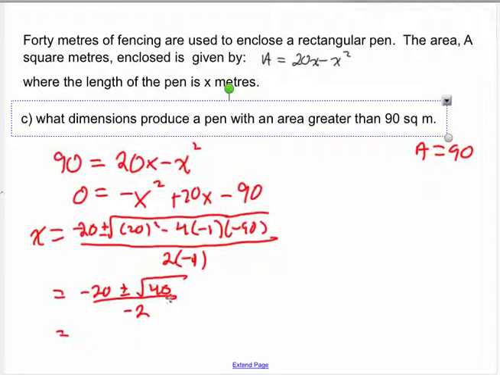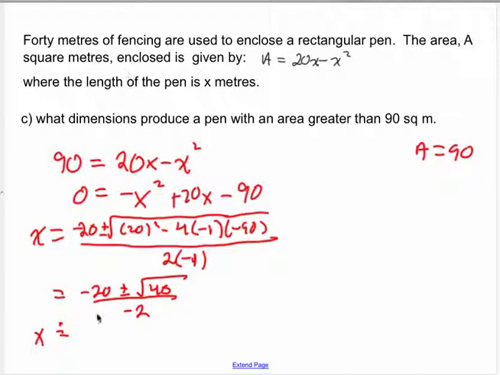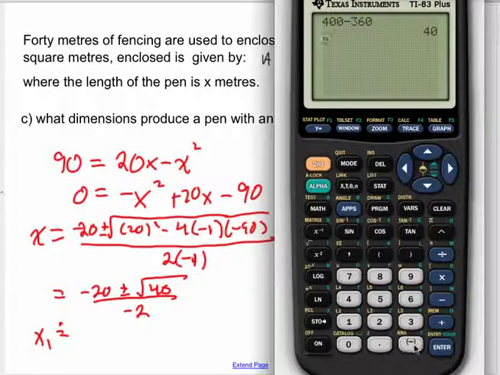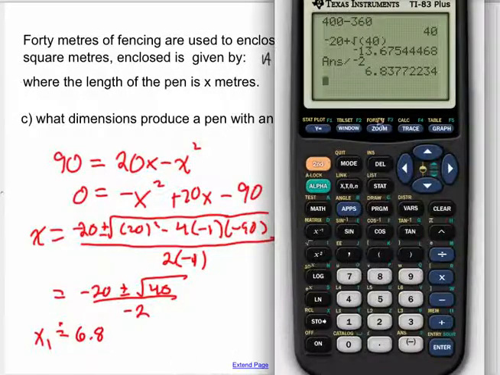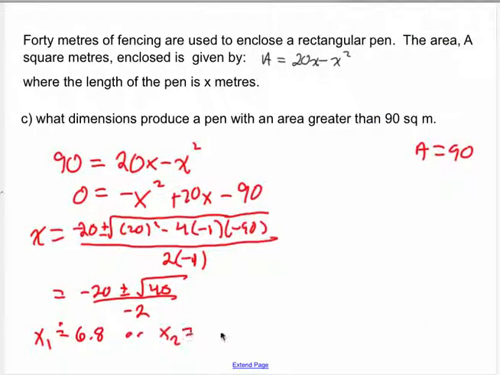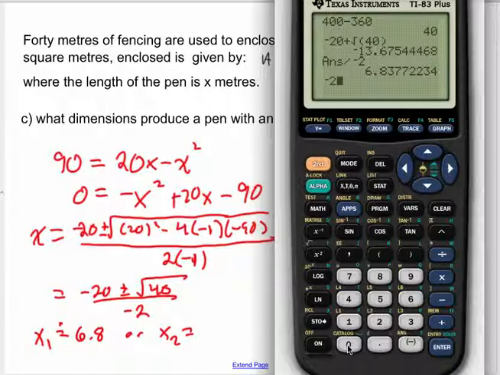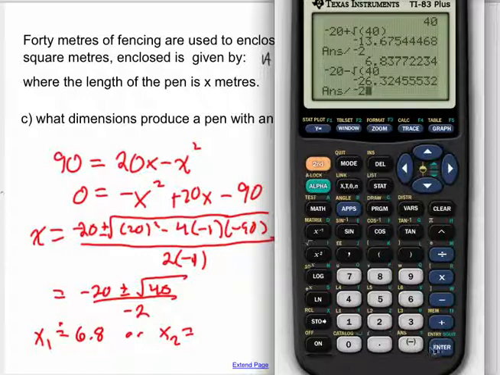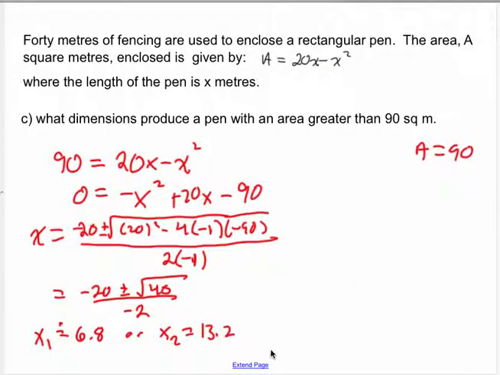So, if I were to do this in my calculator, I should get my two answers. First one, negative 20 plus the square root of 40, divided by negative 2, and I get about 6.8. Or the other answer is negative 20 minus the square root of 40, all divided by negative 2, and I get 13.2. Okay, so we got two answers that are both valid, right? Because I can have length be a positive number, and these happen to both be positive numbers.